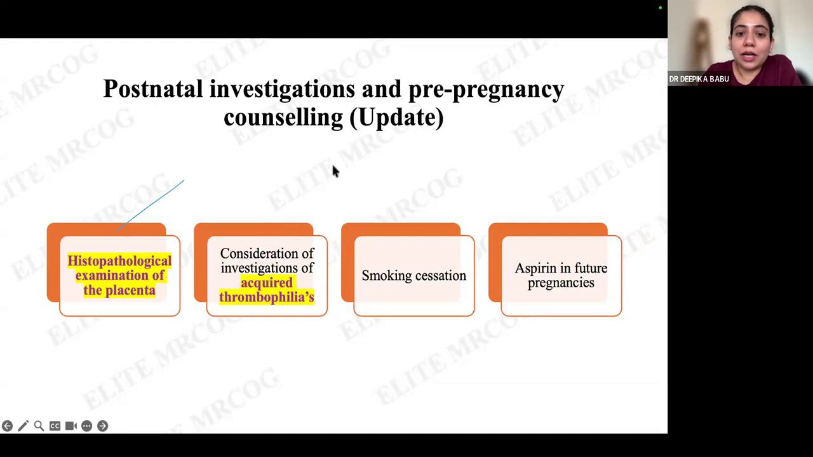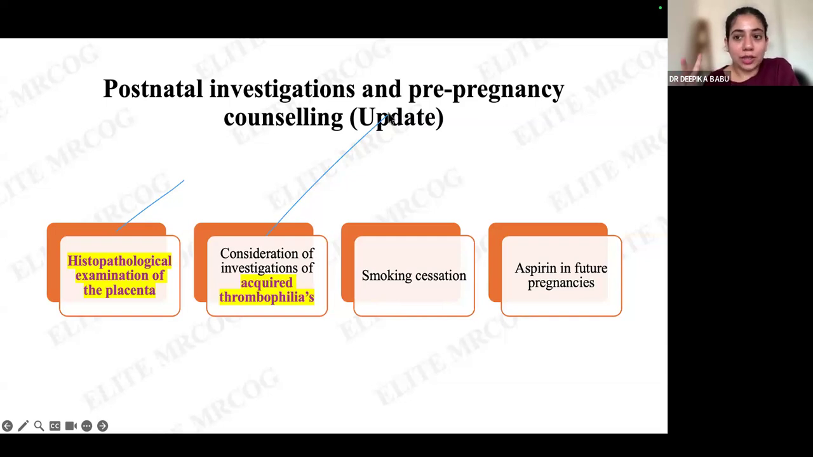Second thing is that consideration has been given to screening for acquired thrombophilia for all women diagnosed with FGR. These are the two things you should not forget for applied clinical knowledge: histopathological examination and screening for acquired thrombophilias, not now but 6 weeks after the delivery. If that comes positive, then we have to repeat it after 12 weeks. If that's also positive, then aspirin and low molecular weight heparin from the next pregnancy.